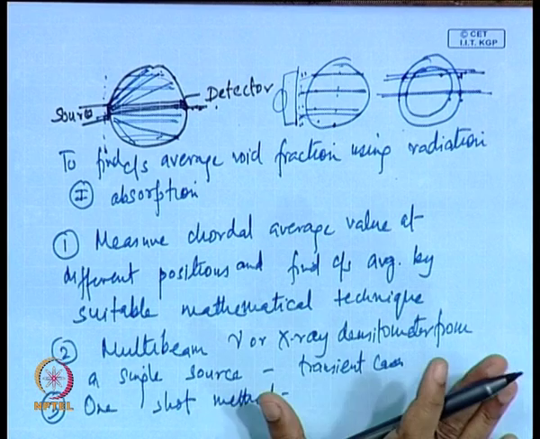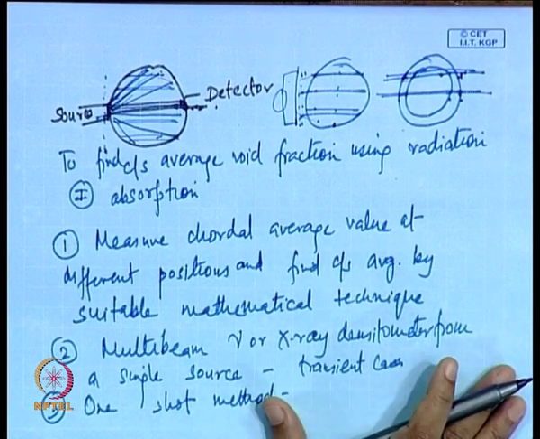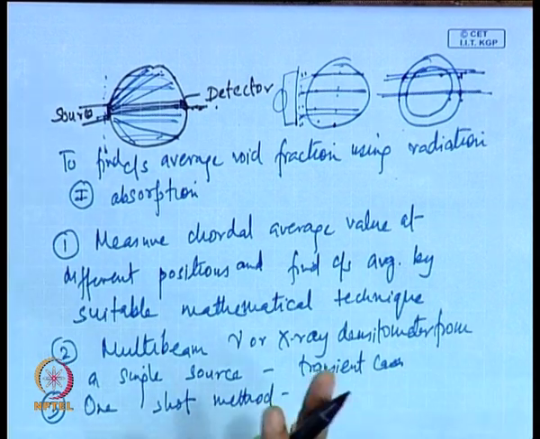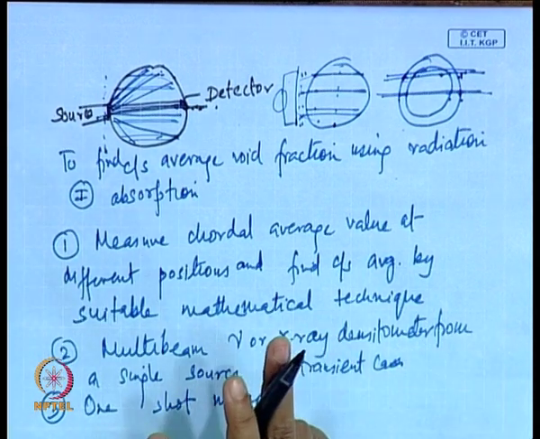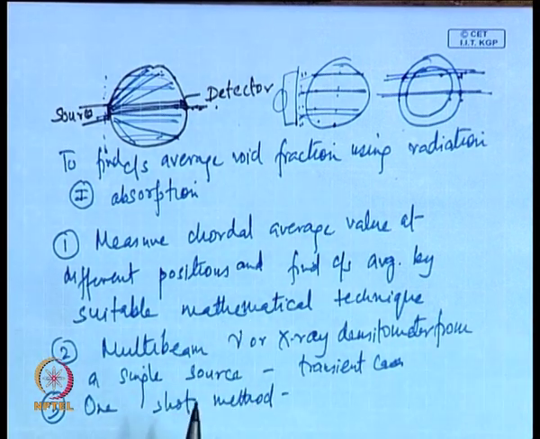But whatever be the technique that you are using, firstly the initial measurement has to be accurate. Unless the basic chordal average void fraction measurement is accurate, it is very difficult to get an accurate area average value. So firstly the initial measurement has to be accurate, and then the subsequent mathematical operations, whatever you are doing, that has to be accurate.